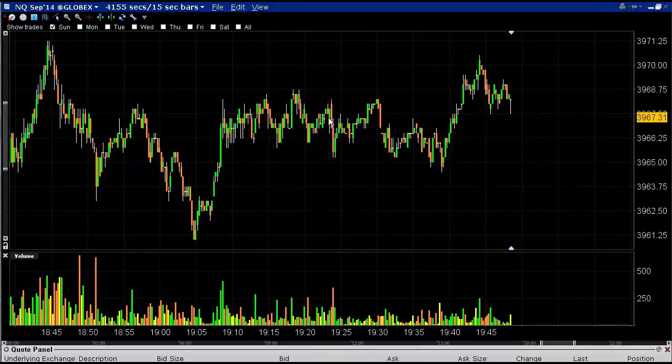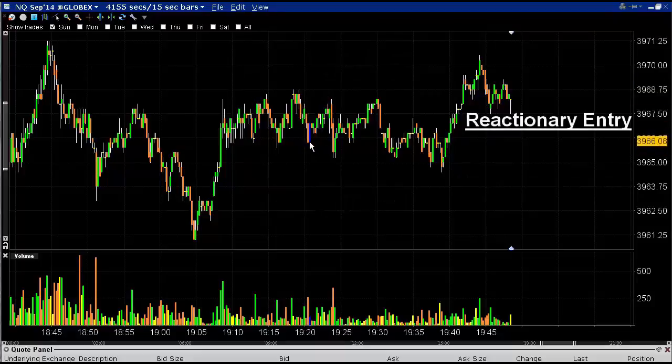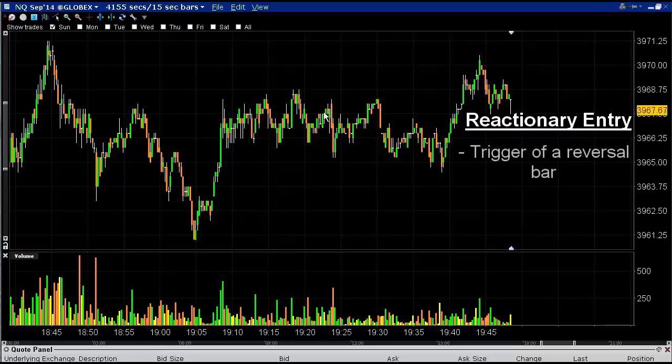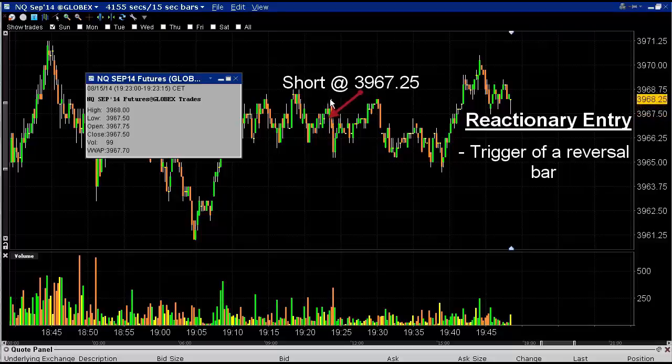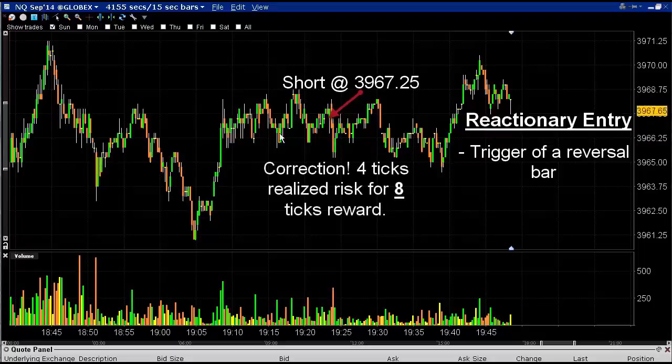That's anticipatory. Reactionary would be a trigger of a reversal bar. So for example, 67.25 under this little reversal bar here, in which case price would go 1 point against you. That's 4 ticks, and then you'd get your 10 ticks or 2.5 points.